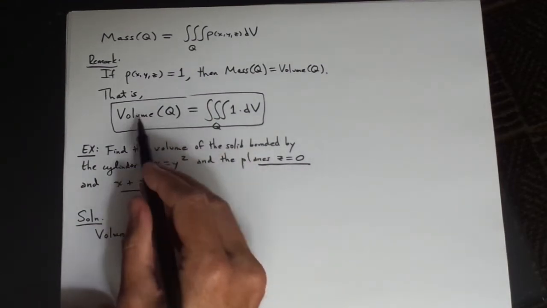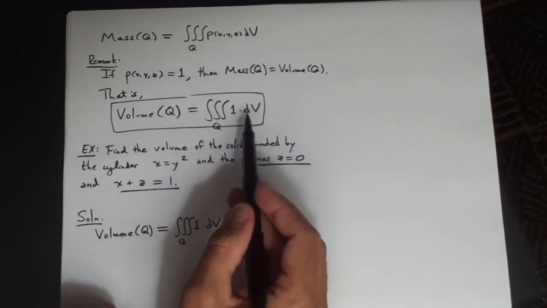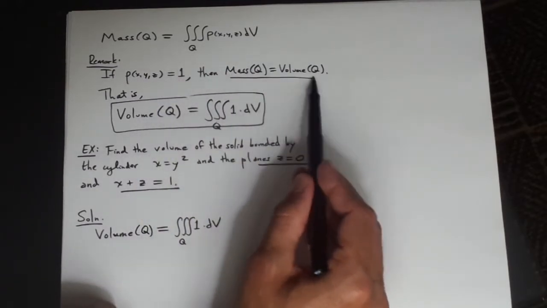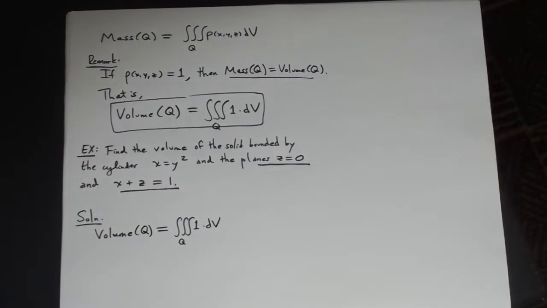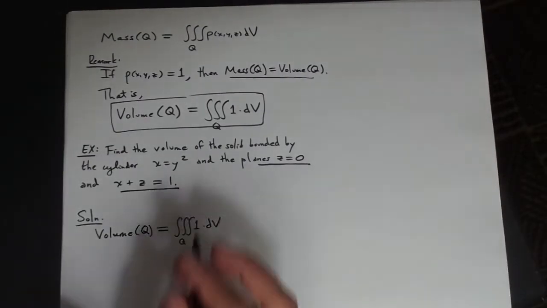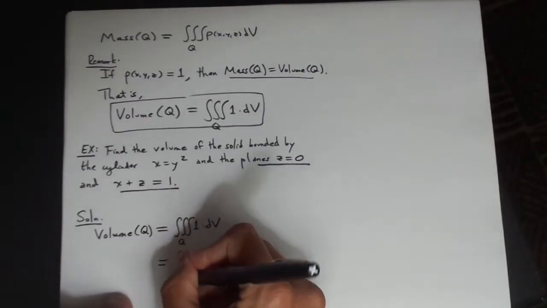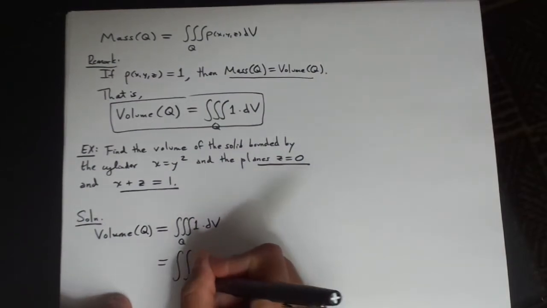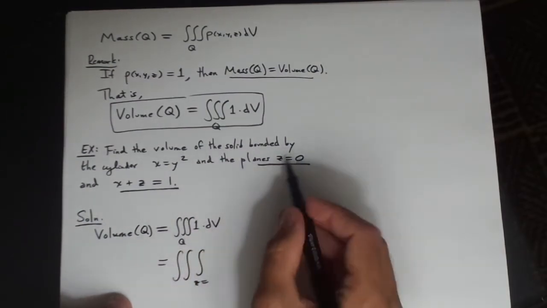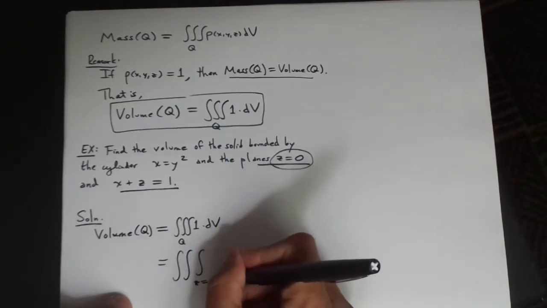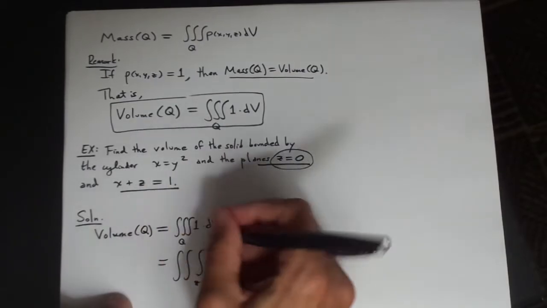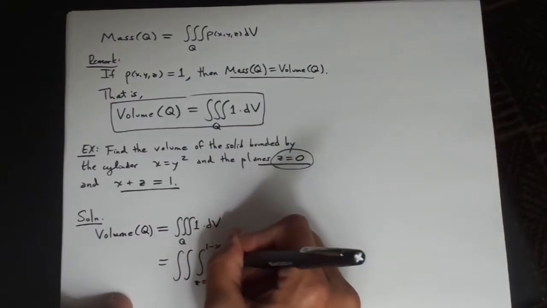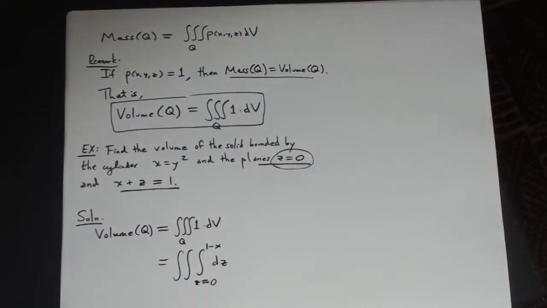Remember, volume is just a triple integral of 1, because if your density function equals 1, then you can view the mass and the volume as being the same. My point with this integral is that the z variable is pretty easy to set up. It's bounded by 0 on the bottom, and by 1 minus x on the top. So I'm going to put the z on the inside.